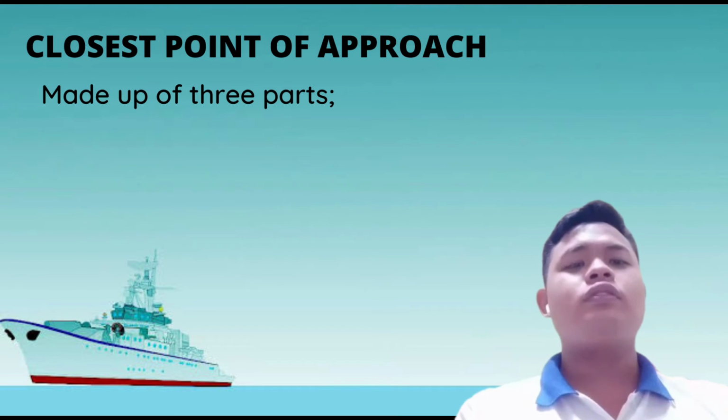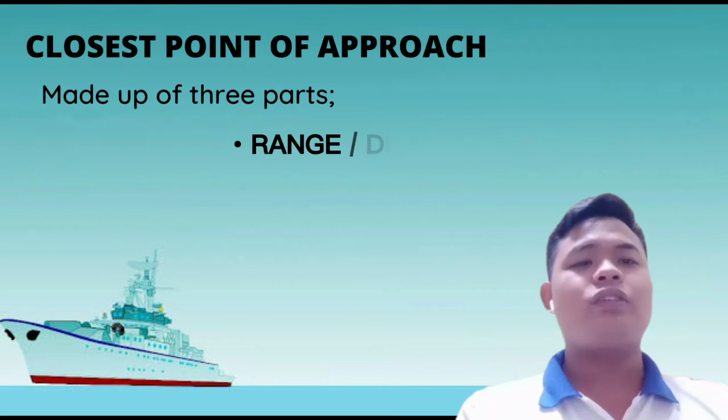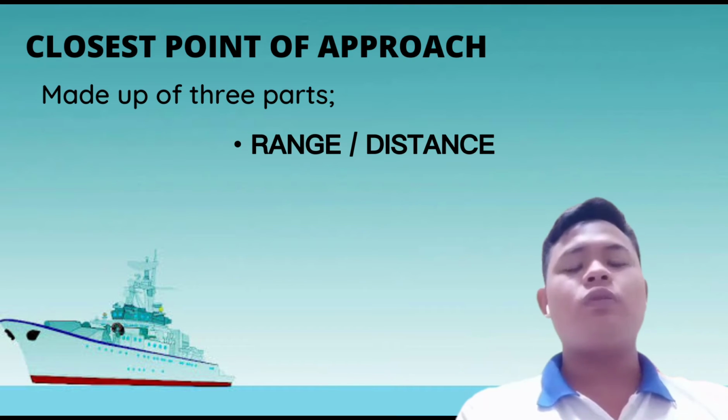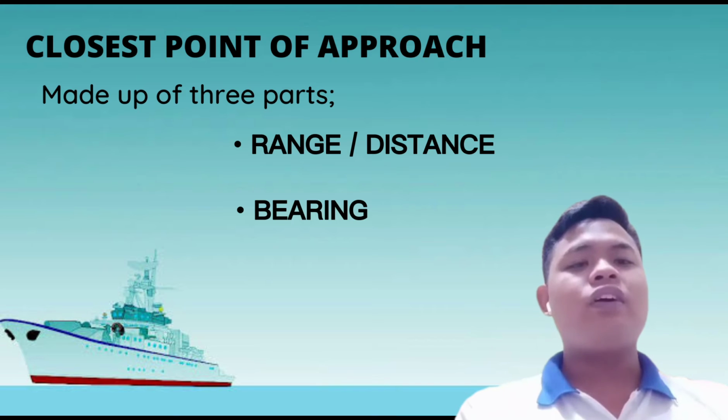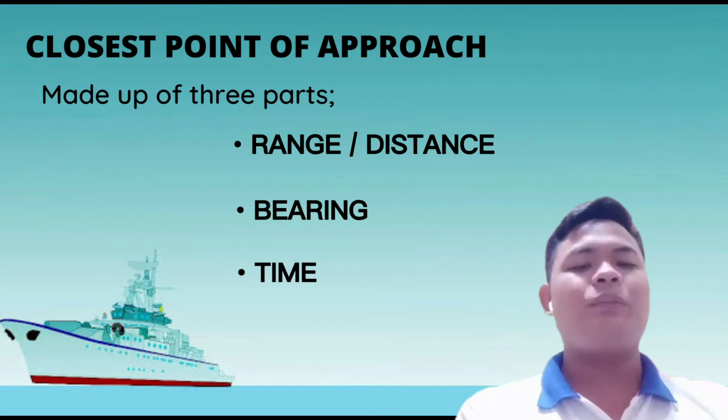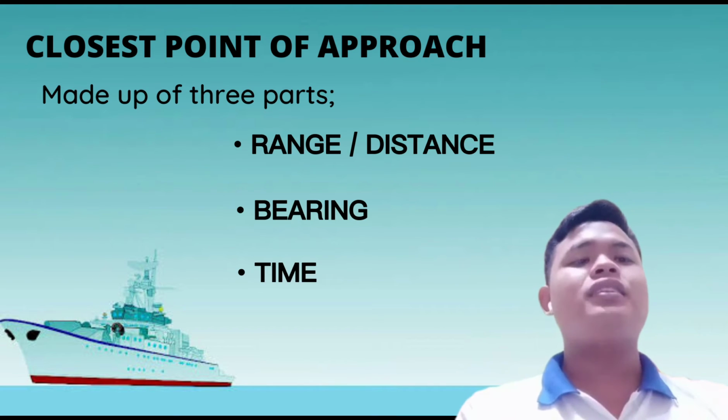What is CPA made of? CPA is made up of three parts. First is the range, or the distance CPA, which is the distance at which the ships are close to each other. The second is the bearing. And the third is time CPA, or TCPA. TCPA is the time until the closest point of approach of two vessels.